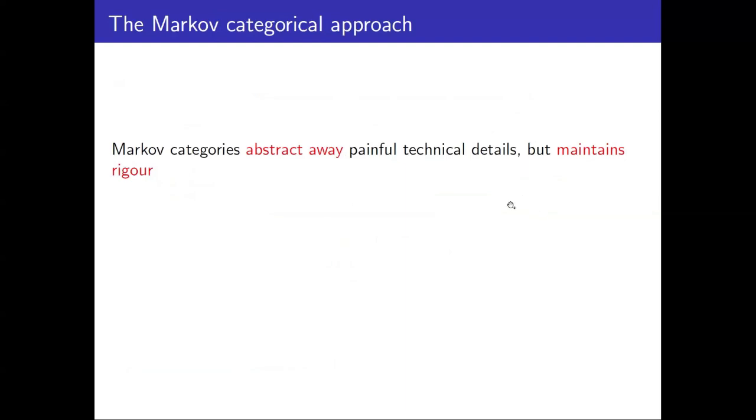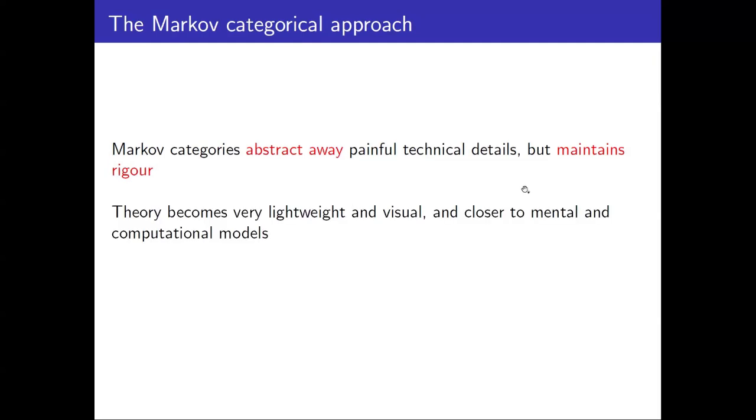And I claim that Markov categories basically take an alternative approach to this kind of density notation. They essentially abstract away these painful technical details, but they actually maintain rigor. So you're still saying something that's mathematically completely precise. You can be very, very exact about what you're saying, but you also don't need to worry about this low-level measure theoretic stuff. You end up with a theory that's very lightweight and visual and closer to the mental and computational models that you actually implement. And it basically becomes more conceptually scalable.